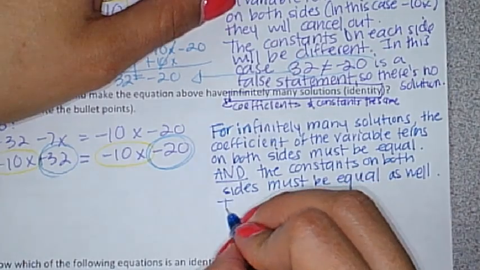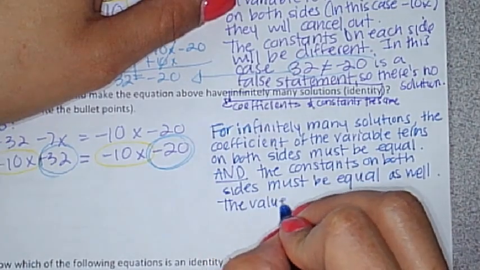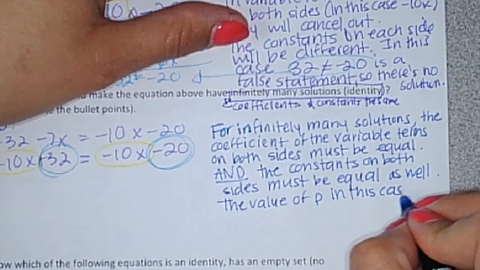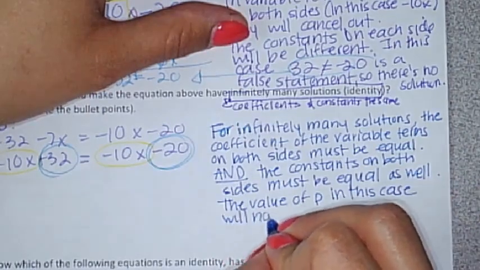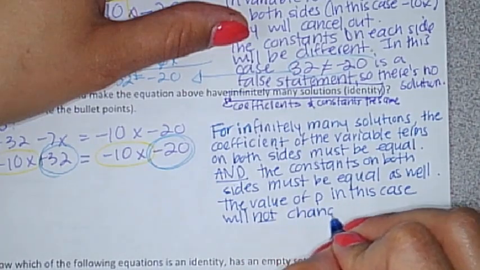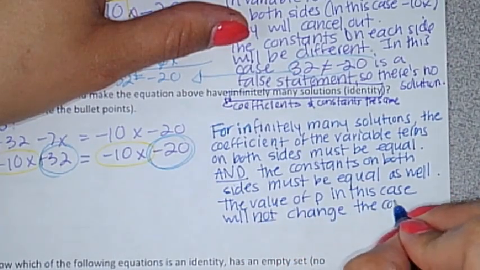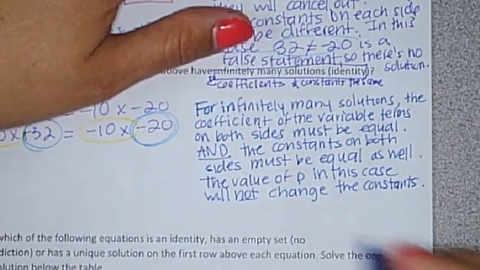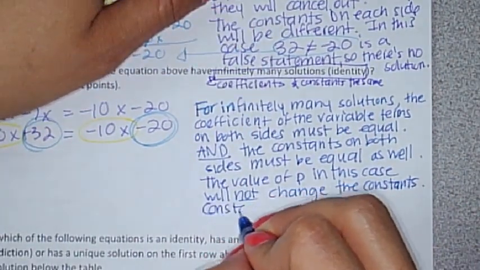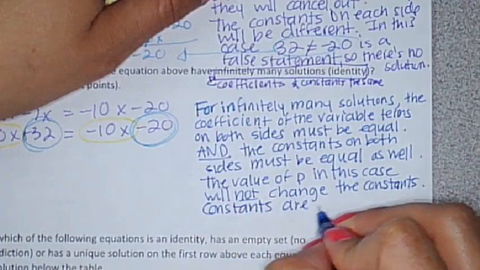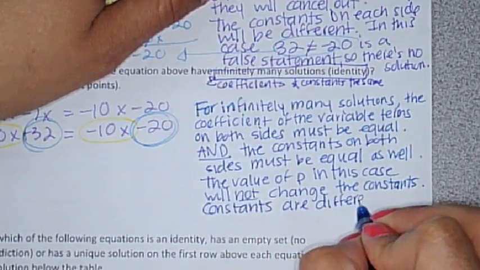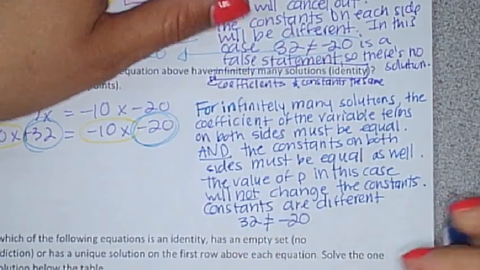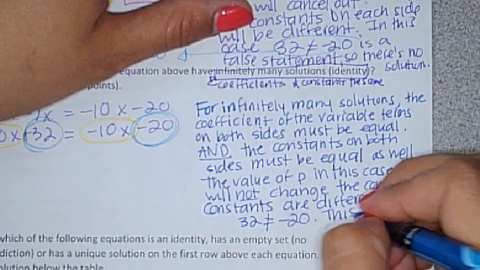So the value of P in this case will not change the constants. The constants are different, 32 and negative 20. This cannot be an identity.